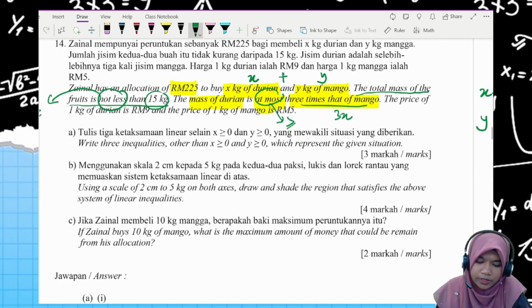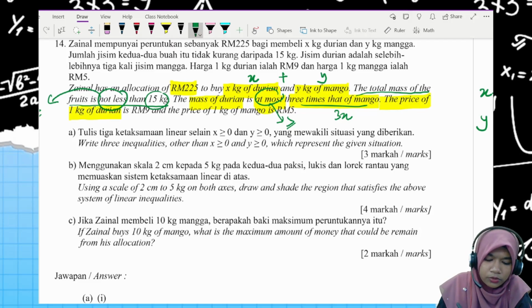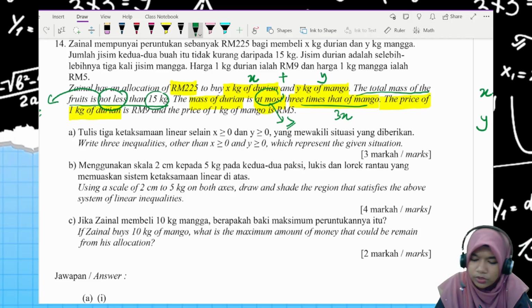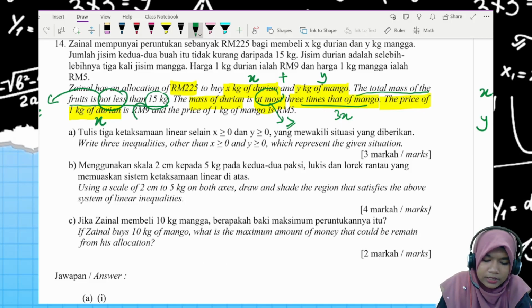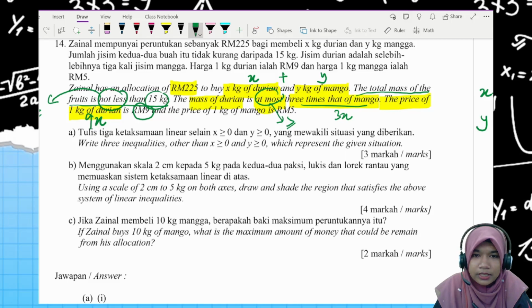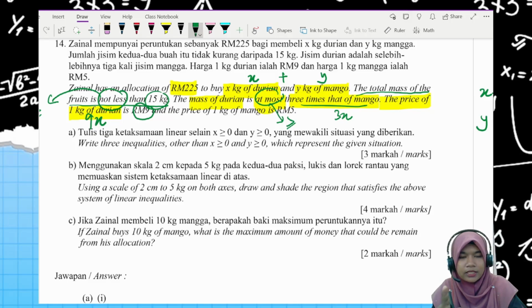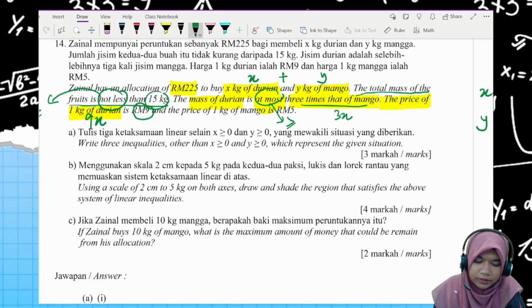And the price of durian. It has 3 marks here, so you have 3 inequalities. The price of 1 kg durian, durian is x, is 9 ringgit, so 9x. Another one, the price of 1 kg mango is 5 ringgit. Mango is Y, so the price is 5y.